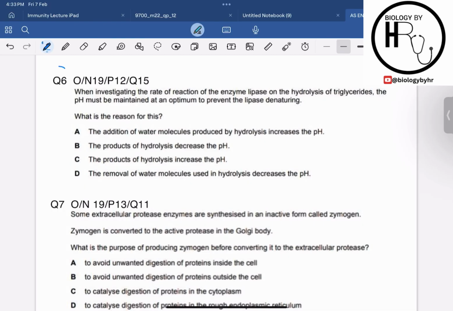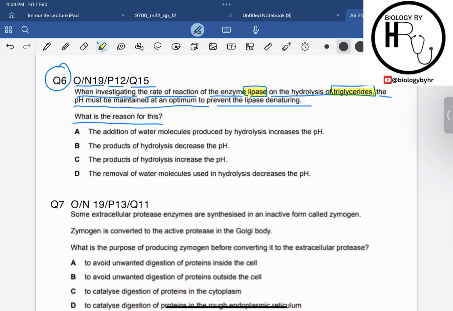Question 6 over here is from October-November 2019 paper 1 question 15. It says that when investigating the rate of reaction of the enzyme lipase on the hydrolysis of triglycerides, which are lipids, the pH must be maintained at an optimum to prevent the lipase denaturing. Over here lipase is an enzyme which is hydrolyzing the triglycerides. They are asking what is the reason that the pH must be maintained.